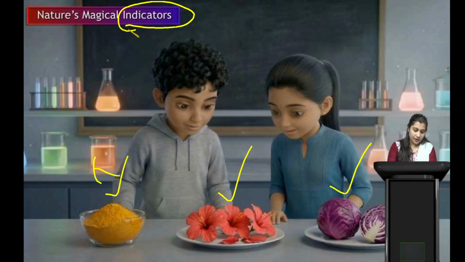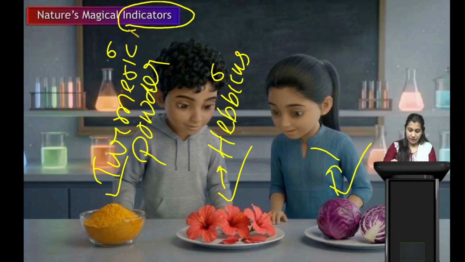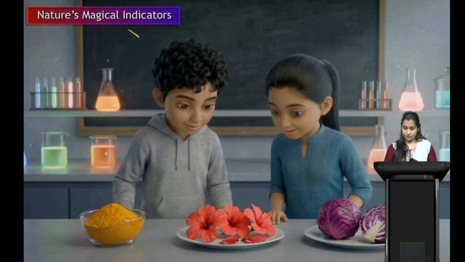This one is turmeric powder. This one is hibiscus. And this one is red cabbage. So these three substances are nature's magical indicators, because we get them from nature, and indicators are substances through which we can identify which substance is acid and which is base by observing their color change. Okay.